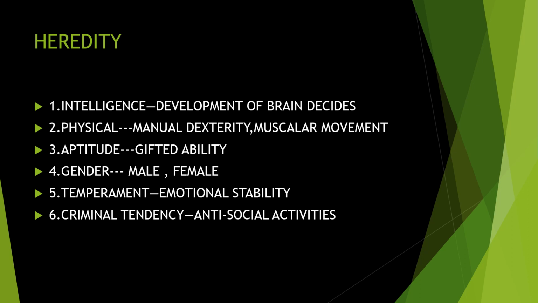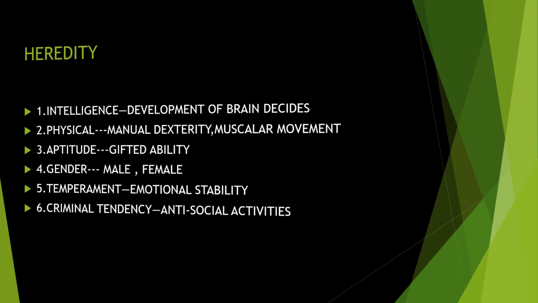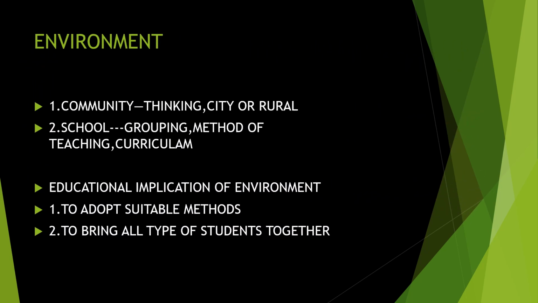Next is criminal tendency, antisocial activities. Antisocial means moving against the society. If the student is coming from an area where antisocial activities are happening, then surely, no doubt, they will have a tendency to do some antisocial activities. So these all are the factors that decide what they get from their parents. Understood? They get from their parents.